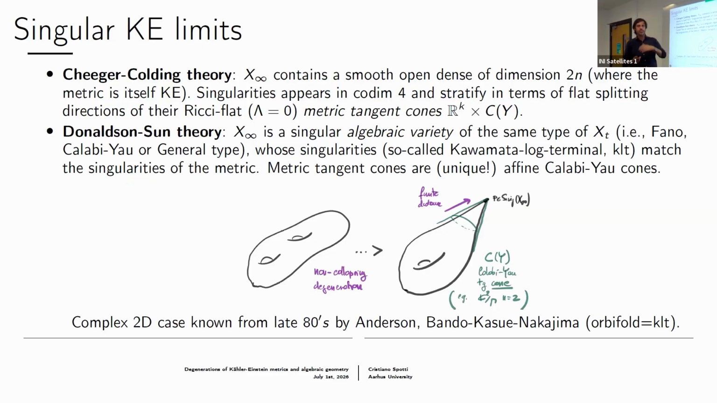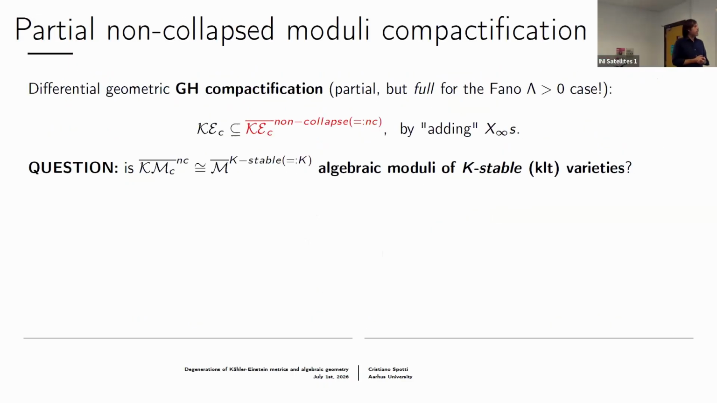So if we start with some Fano, it's going to be Fano, a Calabi-Yau is going to be some Calabi-Yau, etc. And furthermore, the singularity of the complex manifold match the singularity of the actual metric, and you can describe via tangent cones that turns out to be unique. Tangent cones a priori are not unique in this level of generality. And this is a generalization of a well-known result in the late 80s by Anderson, Bando, Kasue, and Nakajima in terms of orbifold compactness result. But now we want to do this.